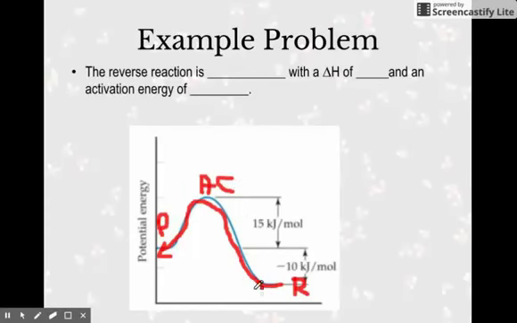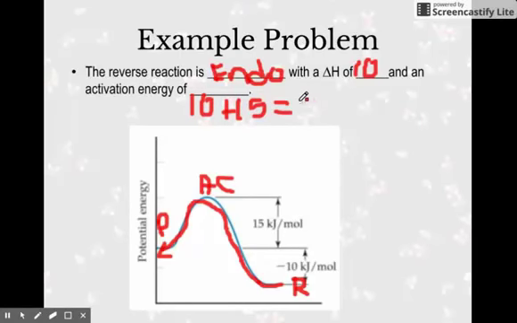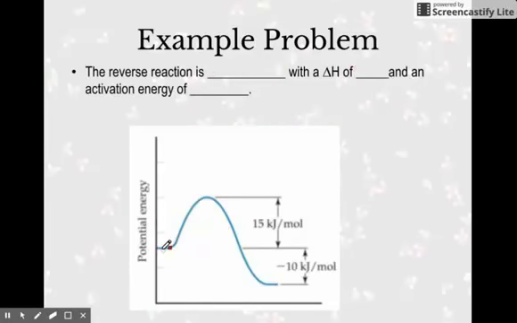Okay, so if we go in reverse, then the trend would make it endothermic. Our delta H, difference between our reactants and products, instead of being negative, because we're going up in energy, should be +10 now. And our activation energy would be 10 plus 15 to get to the top of that hill now. So it would be 25 kilojoules. So if it's exothermic forward, in reverse, it's always going to be the opposite.